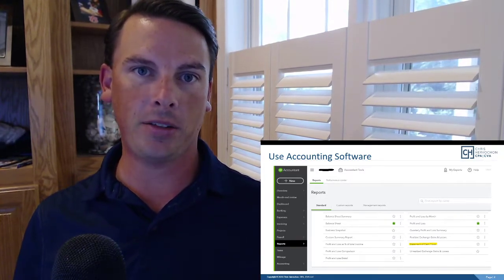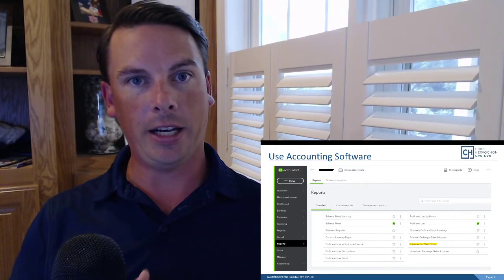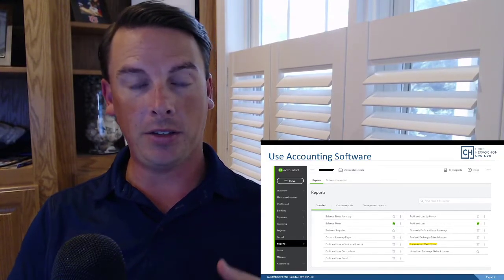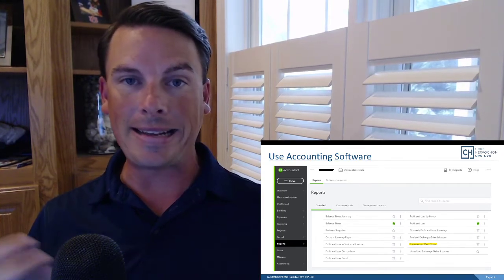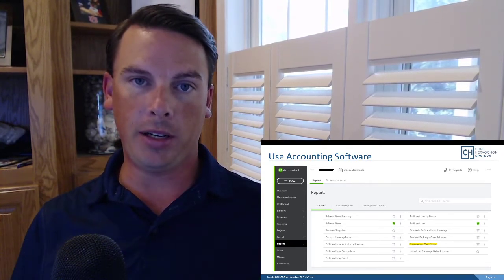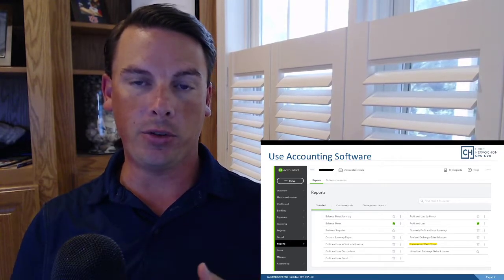And those are the 3 buckets I just talked about. It's going to break down your cash from operations, your cash from investing, and your cash from financing in an easy way that's easily digestible. It's easy to get to, but use an accounting software. If you're not using an accounting software, you're totally missing out.